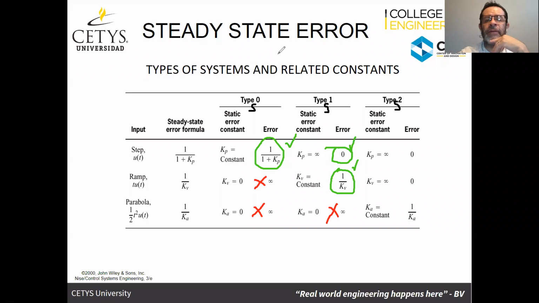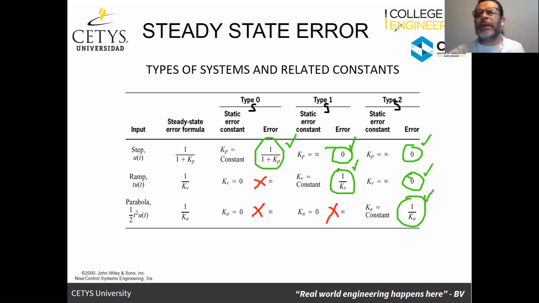Lastly, if we keep on going, if the system is of type 2, meaning that we have an S squared in the denominator, then it's going to have 0 error for the step and 0 error for the velocity, so it's going to be able to match them and do its job very well. And in the case of the acceleration, it's also going to be able to follow it with a constant error. And so on and so forth. If we were to elevate even more the degree of the S, S3, S4, we would even eliminate the error for the parabola.